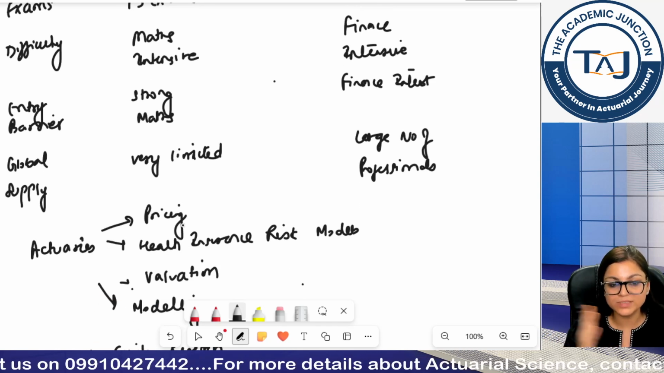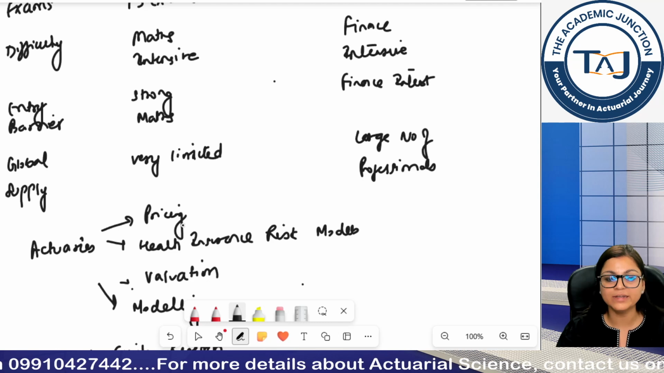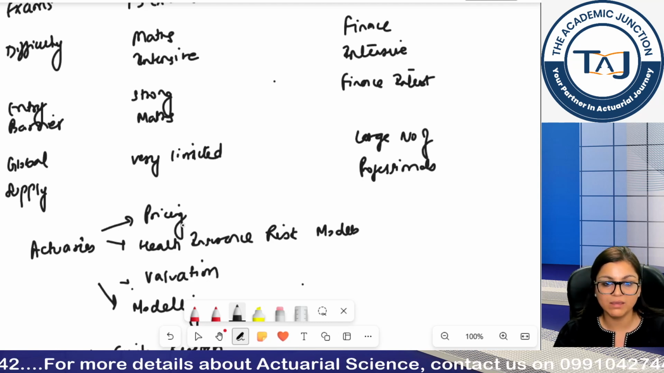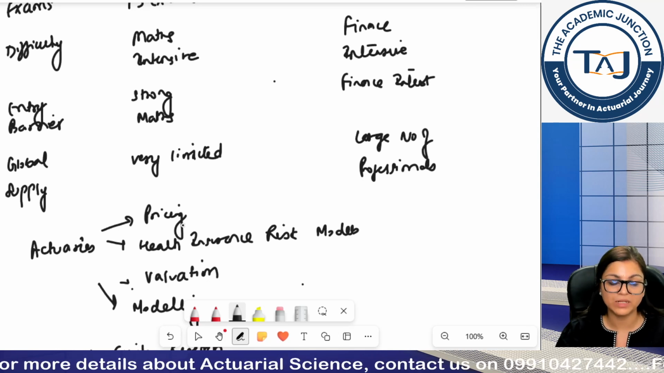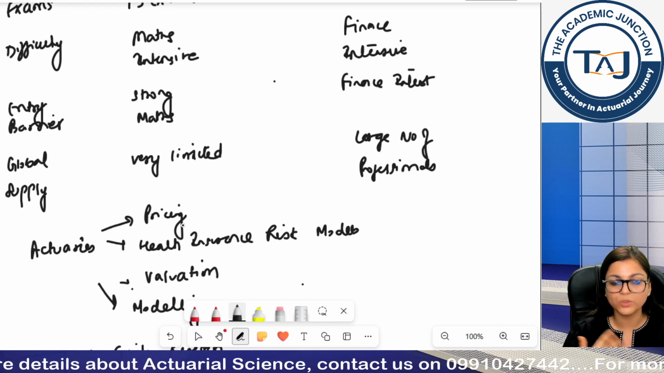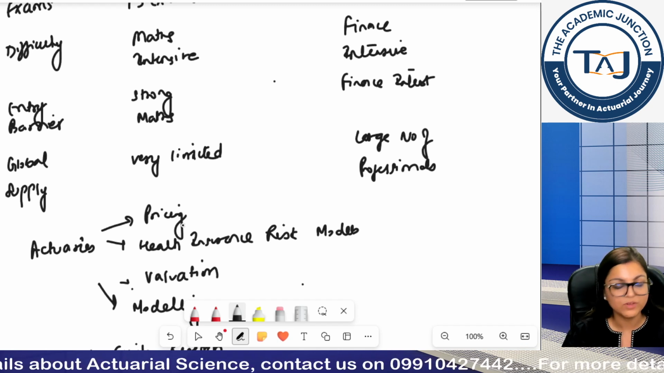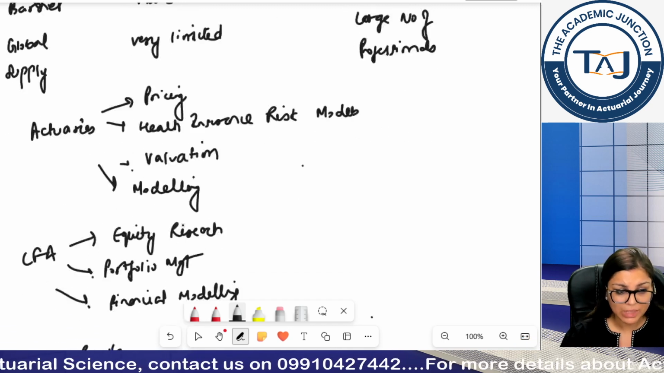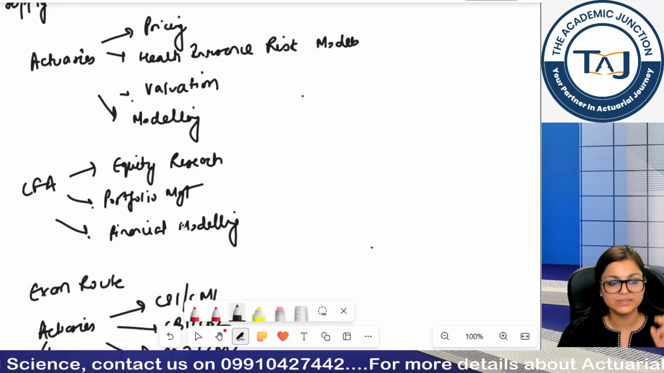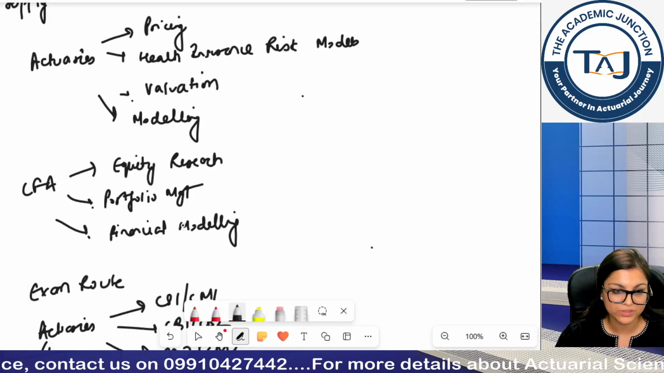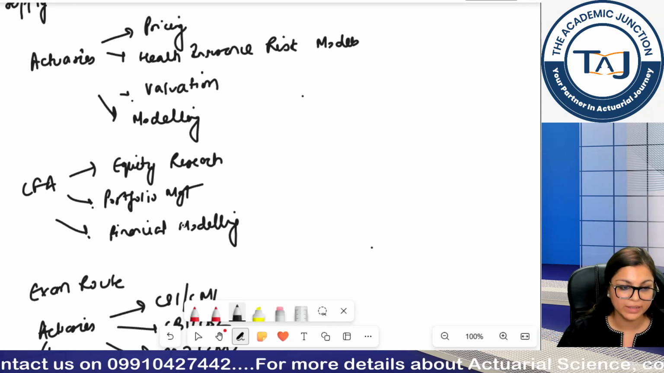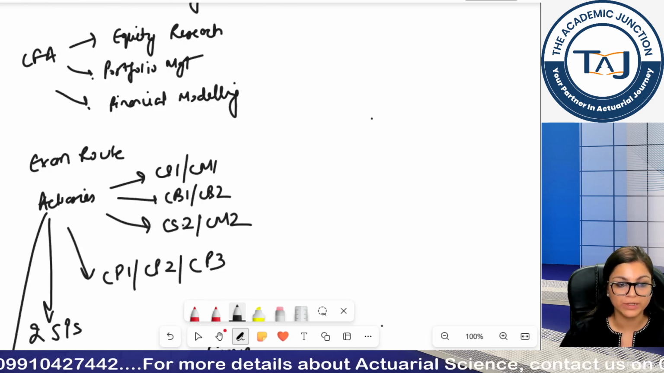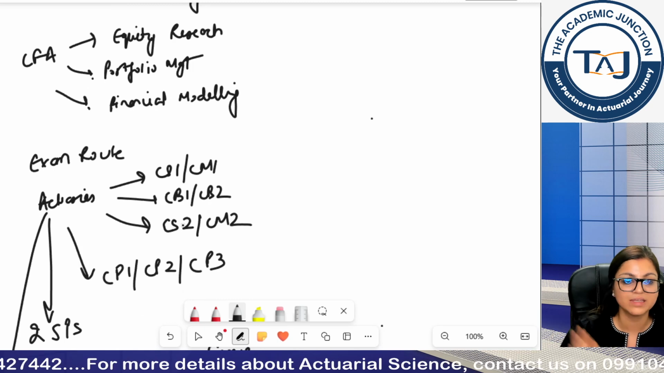If I talk about supply and demand, currently the supply of actuaries is very limited. Because of that the demand is very high, and the current salary package is very good. We have a lot of professionals who give CFA exams every year. Thousands of students appear for the exams, so there are a lot of professionals. The main role of actuaries is in pricing, estimation of health insurance risk models, valuation and modeling, whereas the main role of CFA is in research, portfolio management and financial modeling. If you want to analyze stock markets, that's about CFA.